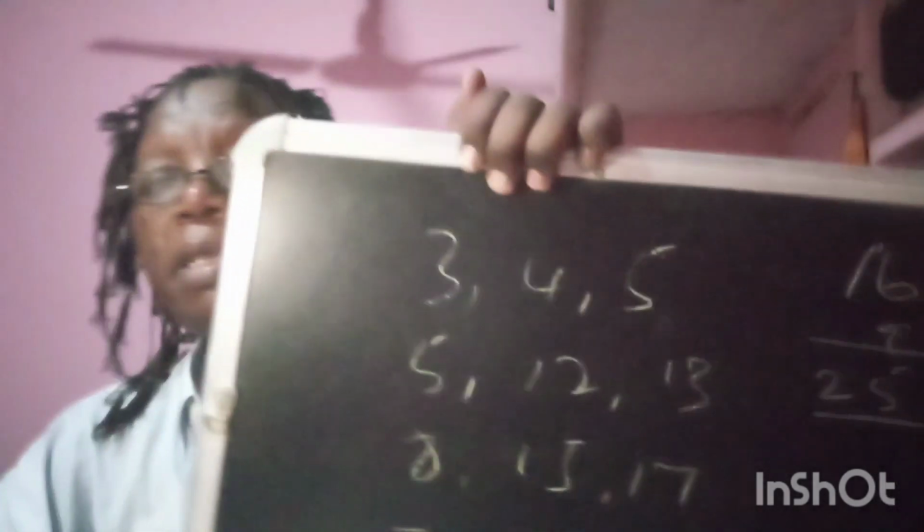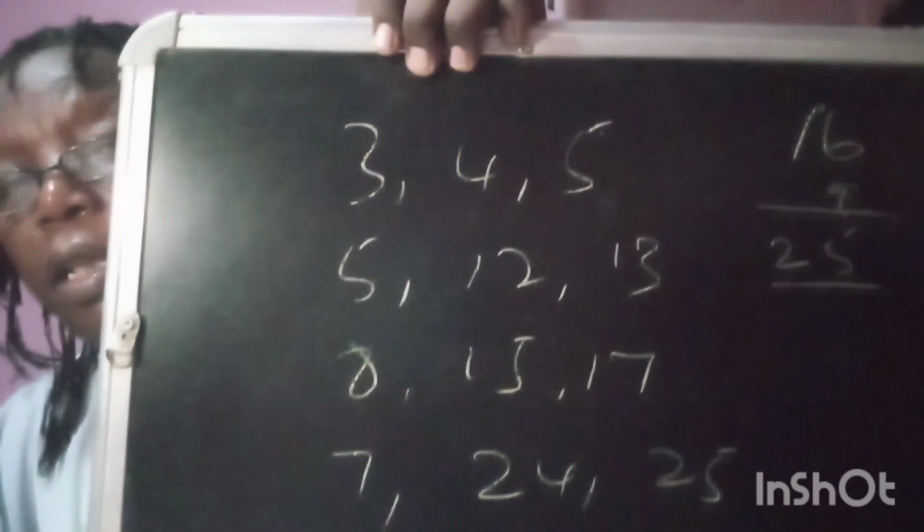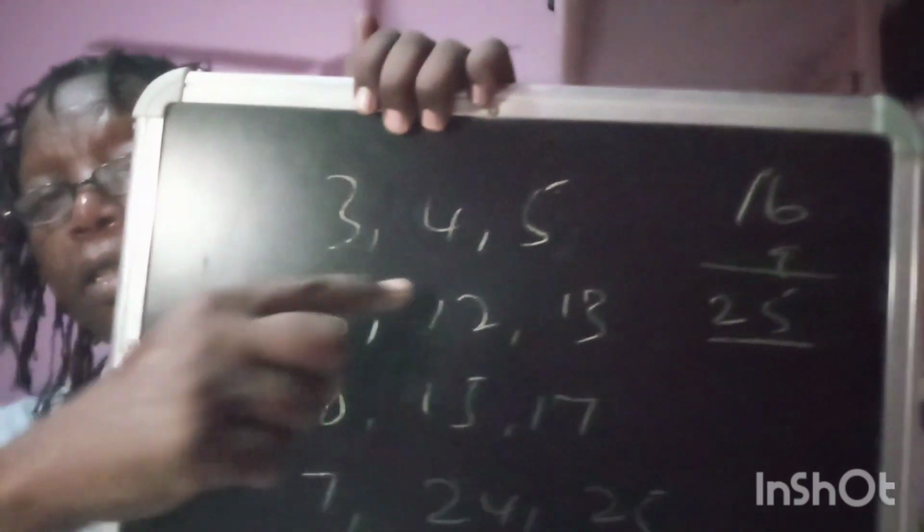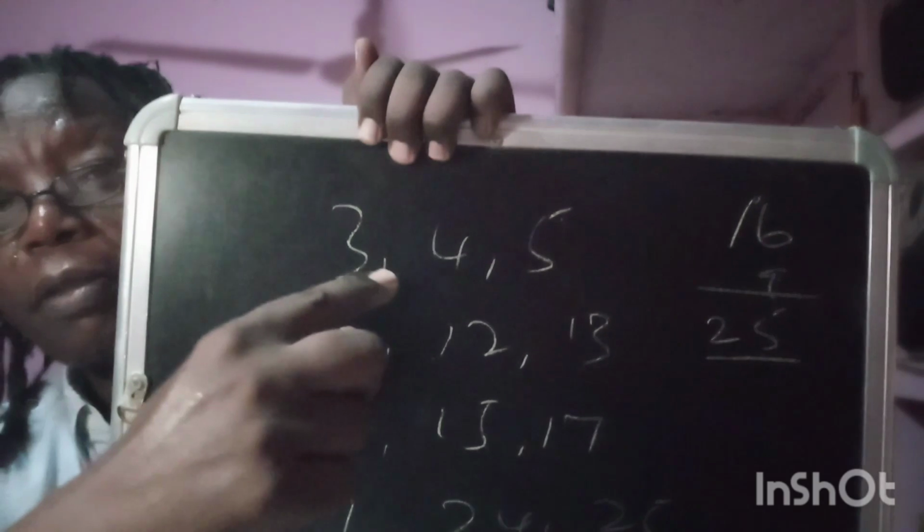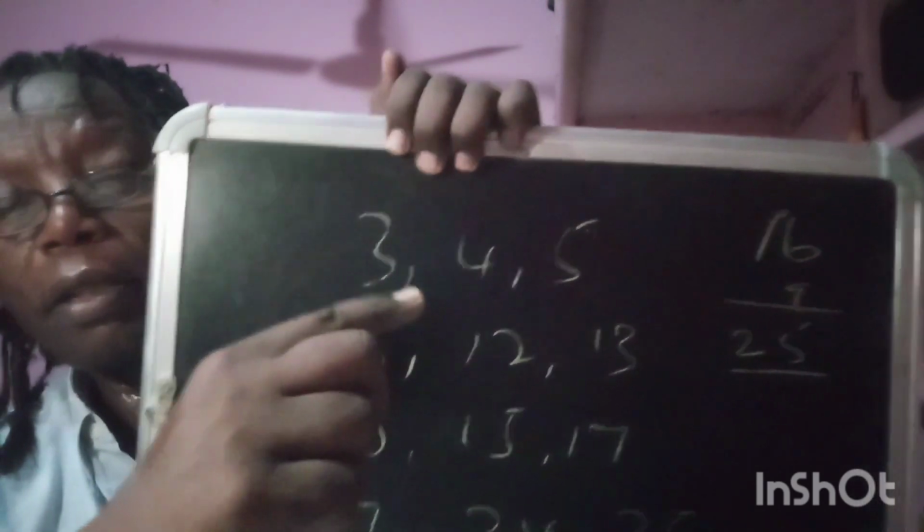I'm sweating so much. I think I'll stop this video here. I'll continue from here. Let me give you this value and stop here. That's 3, 4, 5.